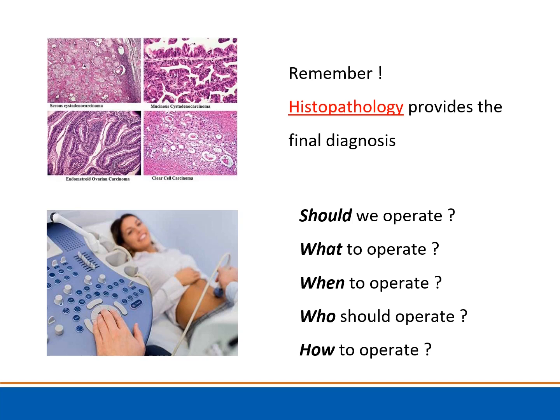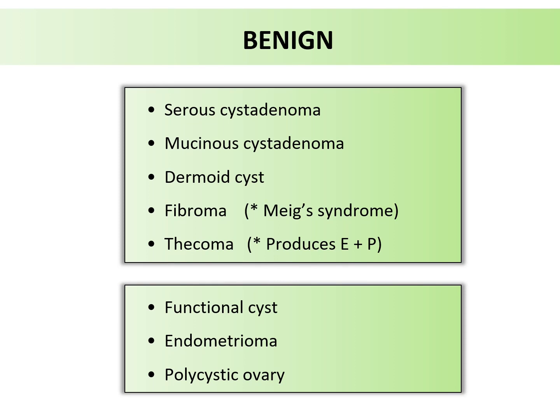Do we remove the tubes, the uterus? When to operate? Is it urgent or can we defer the surgery? Who should operate? Should a gynecologist operate or should an oncosurgeon operate? And how do you operate on a patient? Should we go for laparoscopy or should we go for the traditional laparotomy to avoid spilling contents in a malignant tumor?